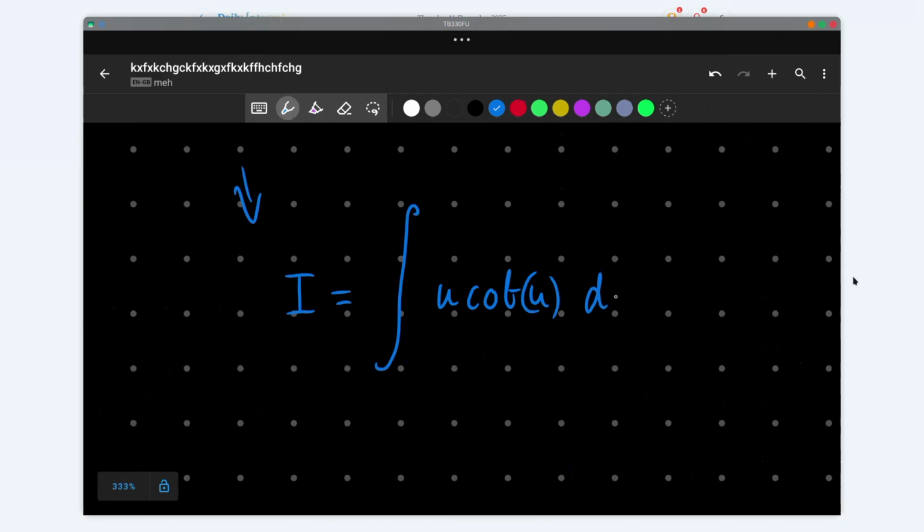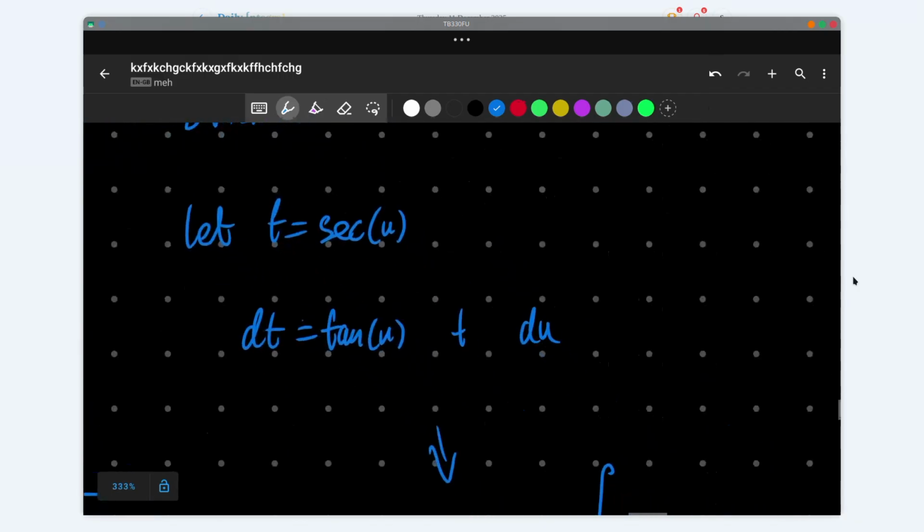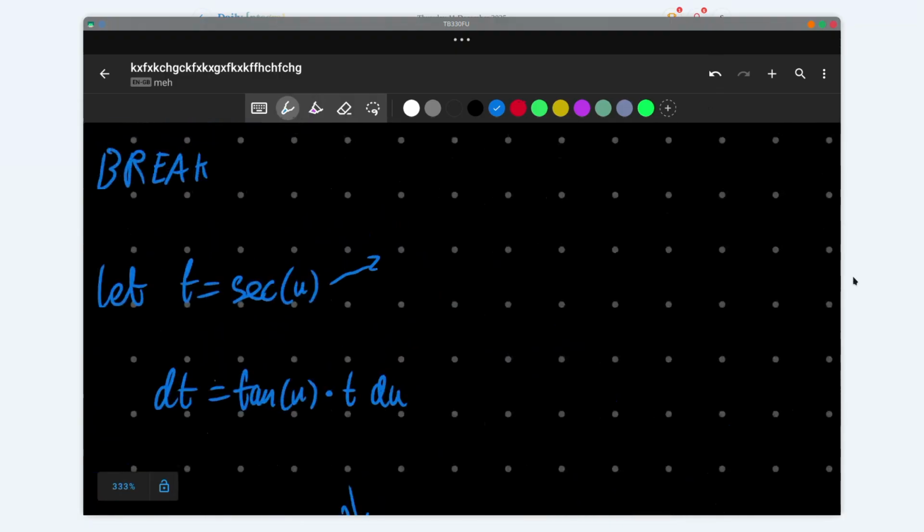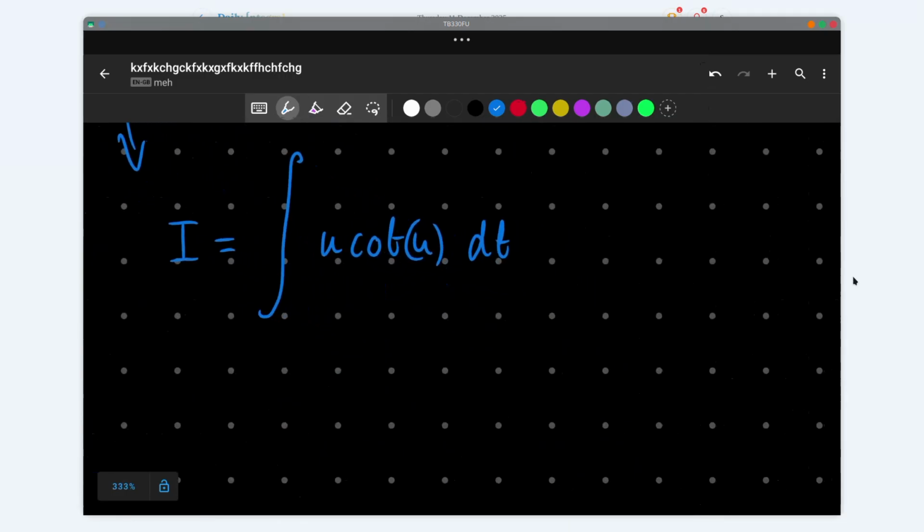I feel like I'm too tired for this. dt. Tan u t or t tan u. I can't be bothered. t equals sec u. From here, t squared minus 1, square rooted, is equal to tan u. And we have cot u.